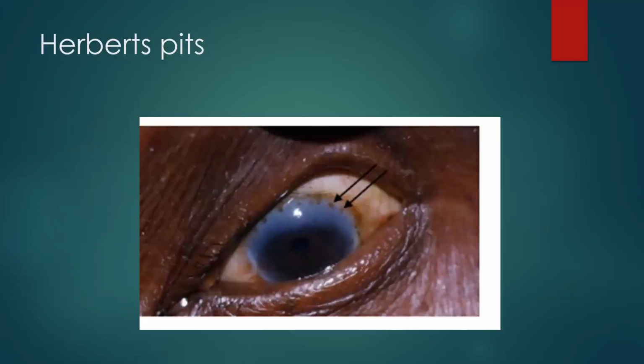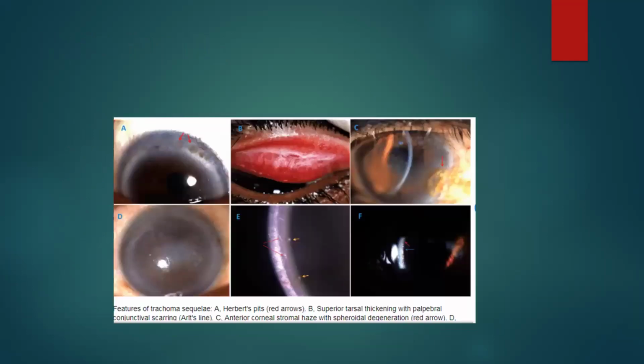So this is the picture in which you can see Herbert pits at the corneoscleral junction. At the limbus, you can see there are pits formed after necrosis of follicles. These are the sequelae and complications of trachoma, in which you can see Herbert pits. And in the second picture, you can see there is Arlt's line. And in the third picture, you can see the corneal opacity with spheroidal degeneration.